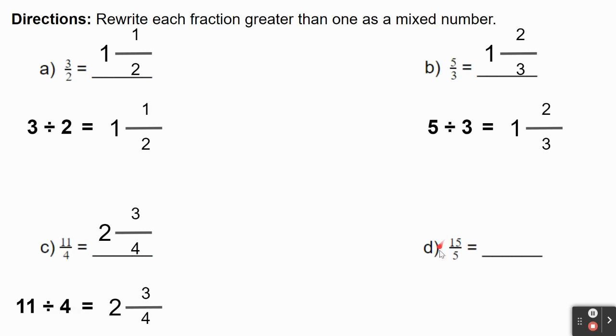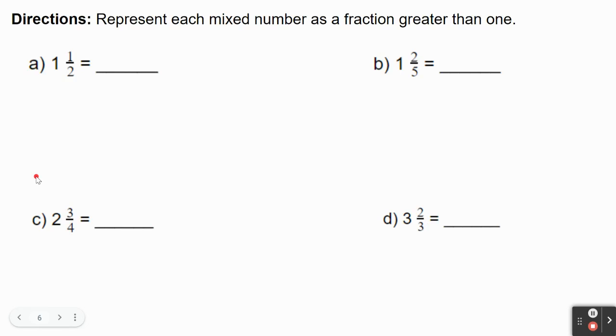Finally, here we have 15 fifths. We can write this as a division sentence by writing 15 divided by 5. Well, let's see, what can we multiply by 5 to get closest to 15 without going over? Well, 5 times 3 gets us exactly 15. So 15 divided by 5 equals 3, which means 15 fifths is equal to 3. All right, so here's the last section. We're going to represent each mixed number as a fraction greater than 1. We're going to use a different strategy, a written method, to help us do this.